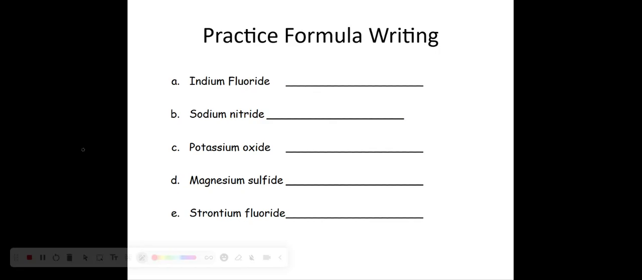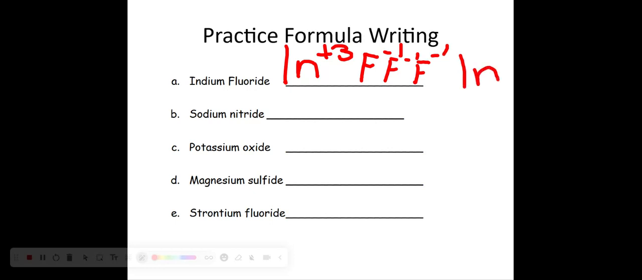So indium is in group 13. It has a symbol of In plus 3. And fluoride is fluorine with F minus 1. I need to have enough fluorines to balance out the charge. So I'm going to say I need 3 fluorine atoms to balance it out, because you have a plus 3 and a minus 3, which is going to give you In, and then you sum that up. How many fluorines? F3. And the little 3 goes behind that F.